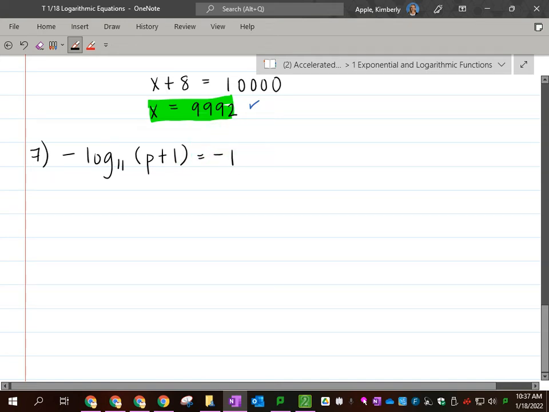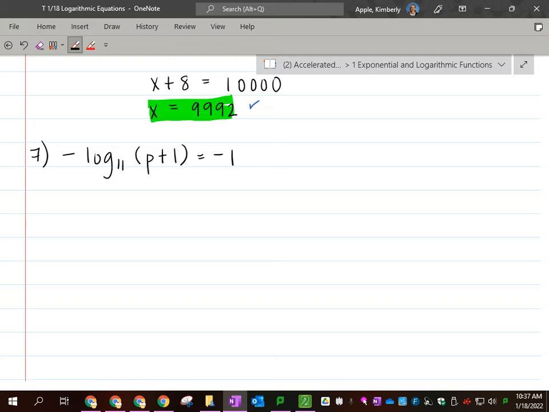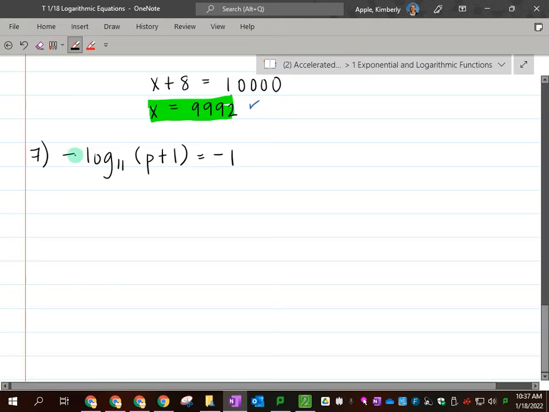All right, I don't have a logarithm on both sides. And I don't have a positive logarithm on that left-hand side. I don't want anything but the log. And there's a -1 out front. So by the miraculous laws of high school algebra, I'm going to divide both sides by -1. And I'll have log base 11 of p plus 1 equals +1. Just plain old algebra.